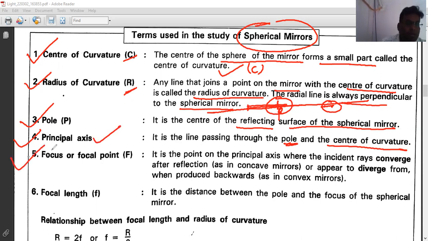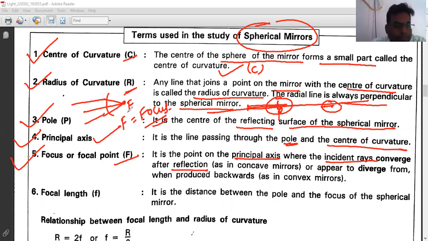Next one is the focus or focal point. It is the point on the principal axis where the incident rays converge after reflection, right? So suppose we are taking this mirror. When parallel rays are coming and meeting at a point, this point is called the focus. So F is called the focus.